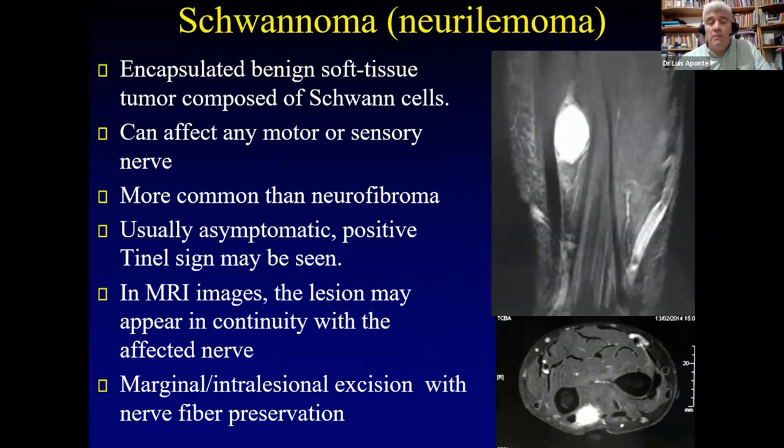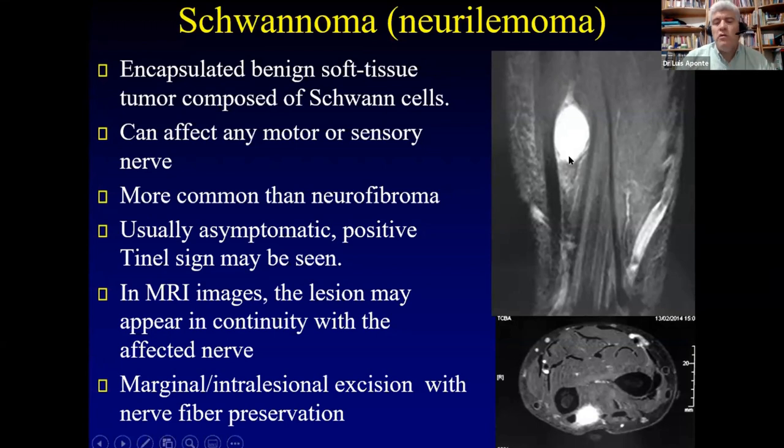Then we have the schwannoma. It's very common. It's an encapsulated benign soft tissue tumor of the Schwann cell. It can affect any motor or sensory nerve. It's much more common than neurofibroma. It's usually symptomatic. You can have a Tinel sign. In some cases, you can see the nerve in the MRI. This is very typical here. Now I'm going to show more images.